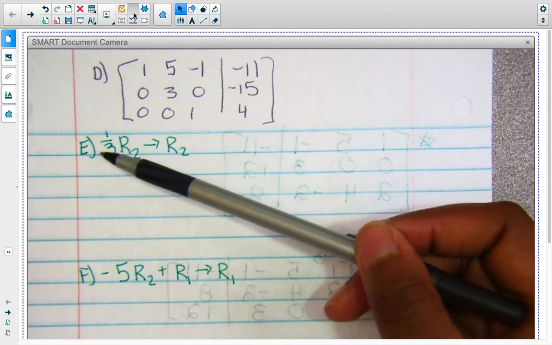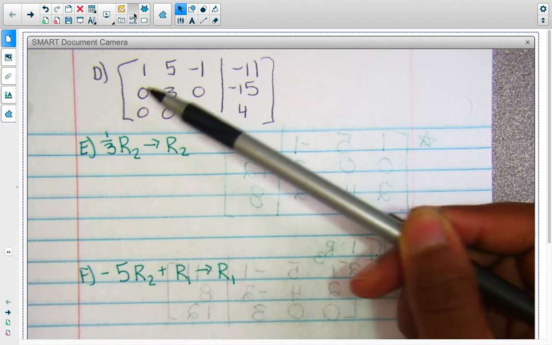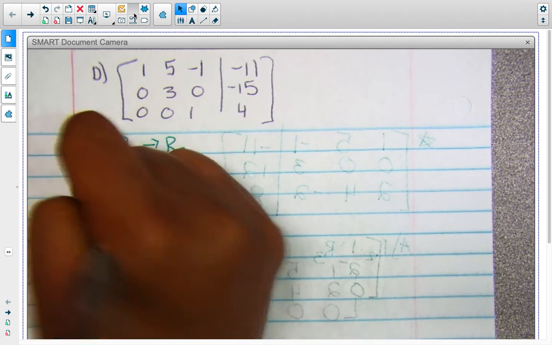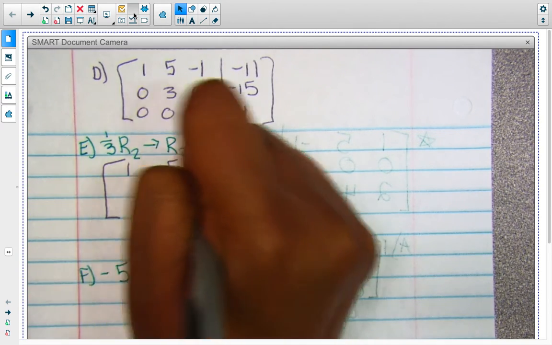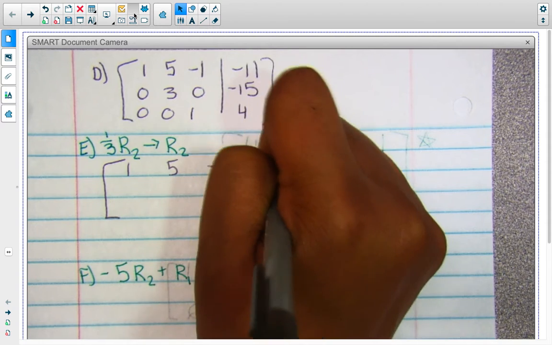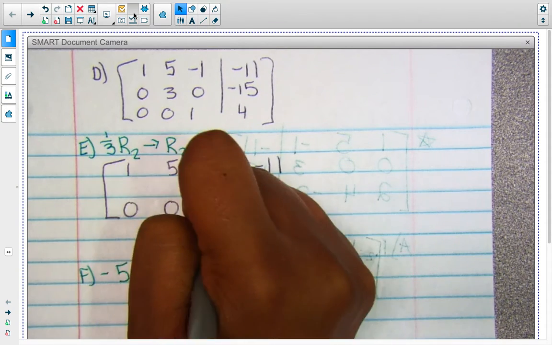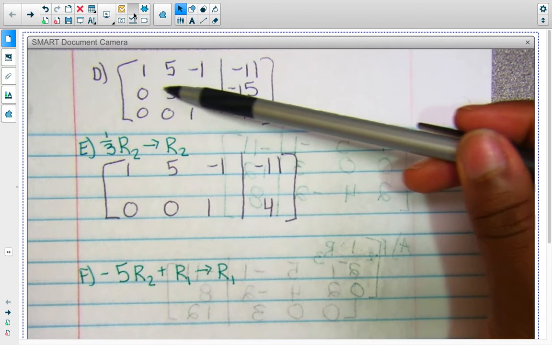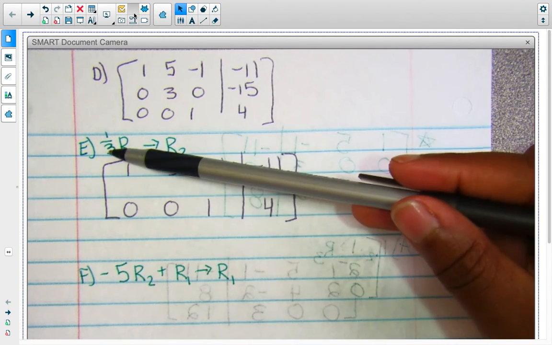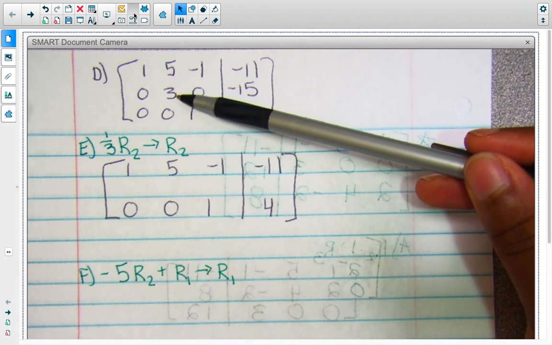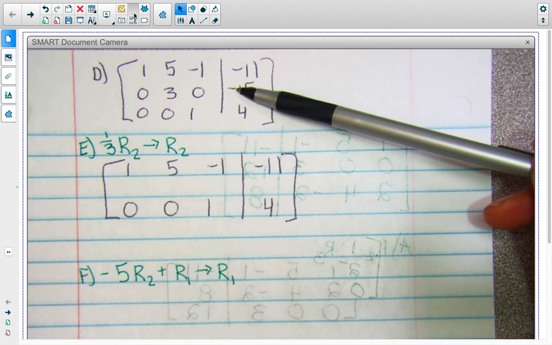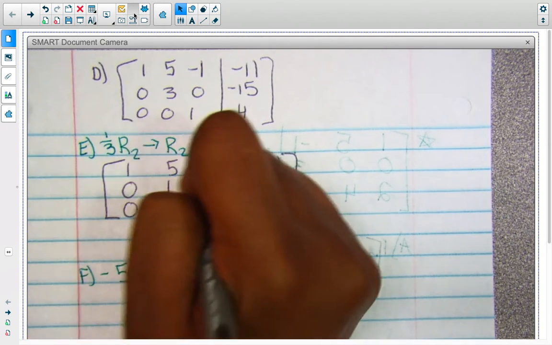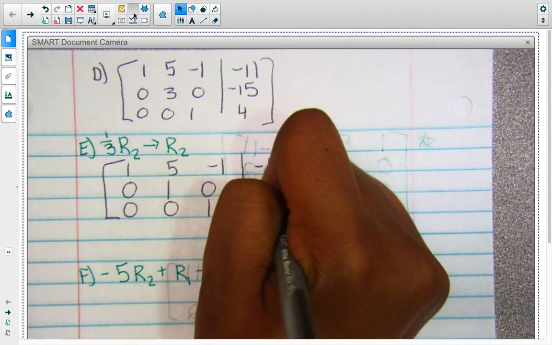So now it says to do 1/3 times row 2. So we're going to multiply all of these numbers in row 2 by 1/3. I'm going to keep the first row and keep the last row. Multiply each number in row 2 by a third. That's going to give us 0, 1, 0, -5.